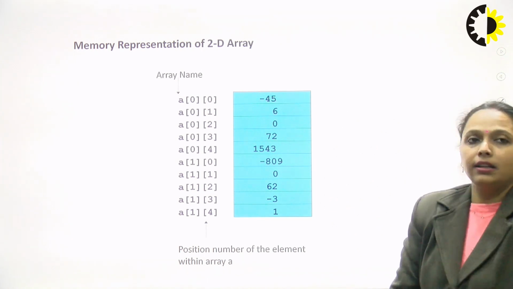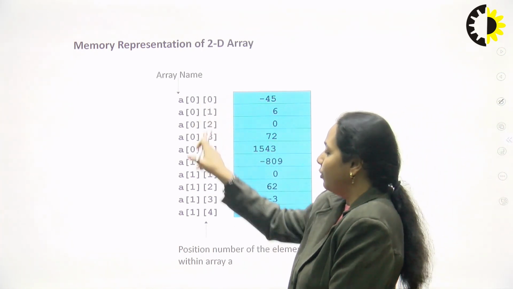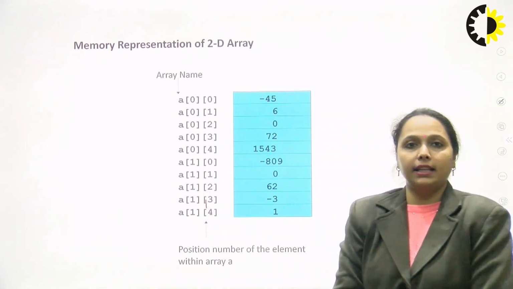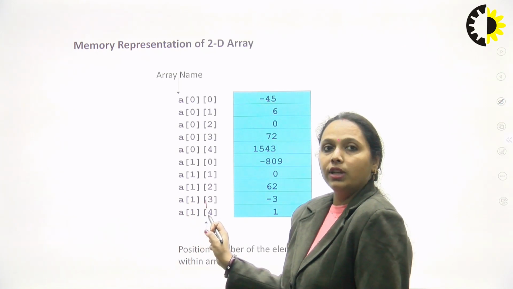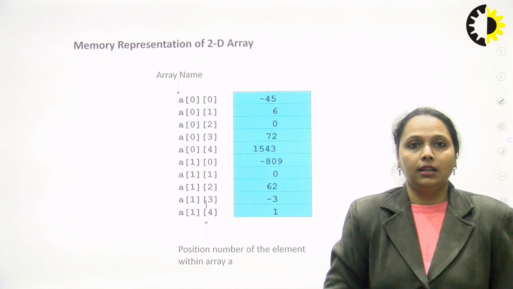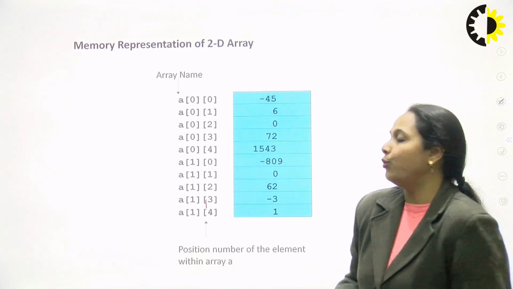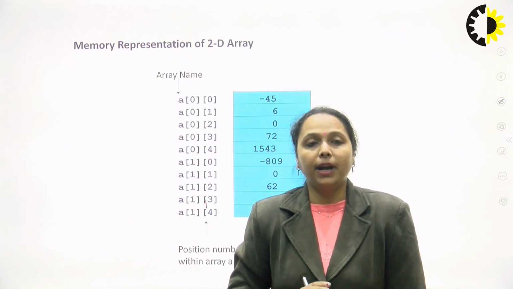Within the memory, in this way, data is being stored. Each and every cell will be represented like this. That is, now index values are 2. One is for row and one is for column. The data is being stored row wise. So whatever data you provide for a two-dimensional array, it is stored row wise, not column wise, by default.